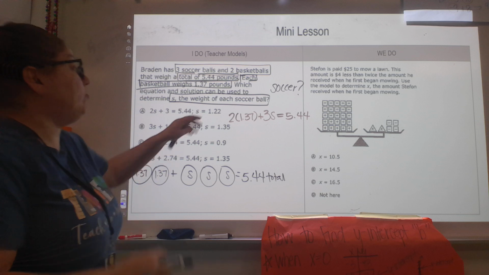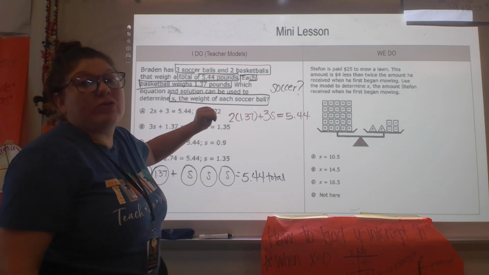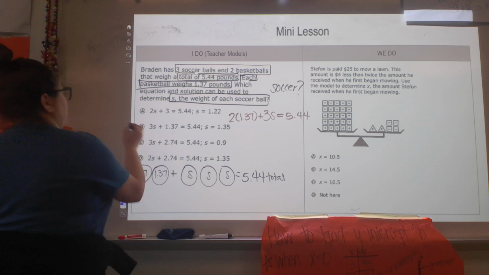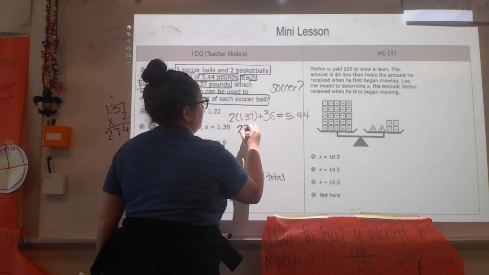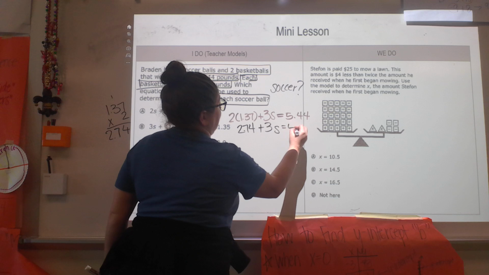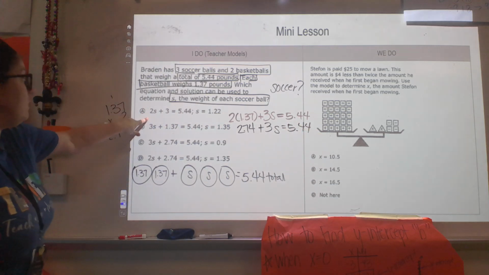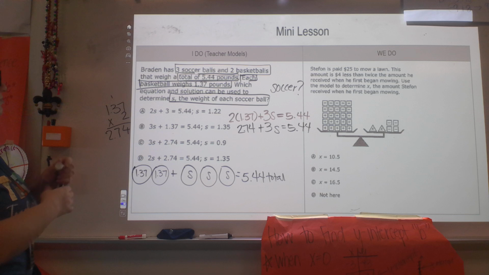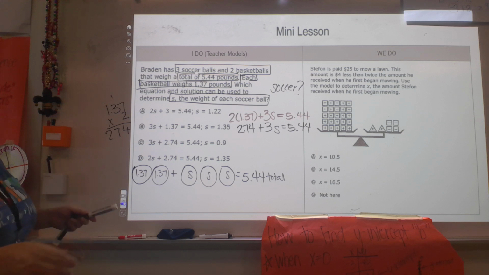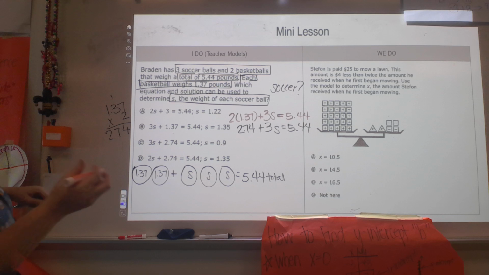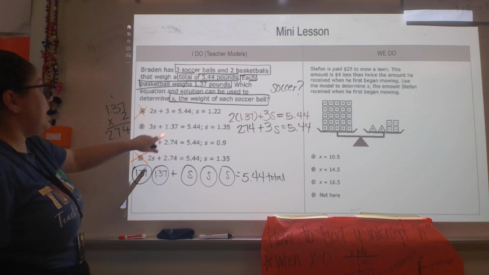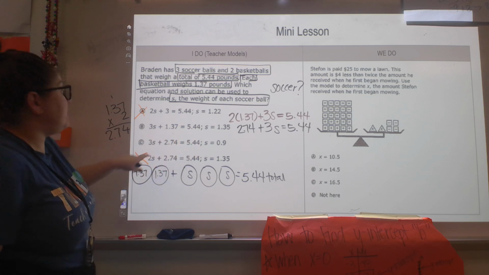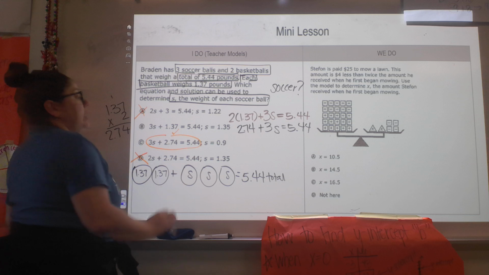So I know I need to multiply, or I can do 1.37 plus 1.37, or 1.37 times 2, which gives me 2.74, plus 3S equals 5.44. If I look at my answer choices so far, I know that I can go ahead and eliminate D and A because those just talk about 2 soccer balls, okay? But we know that this is the correct equation, but let's go ahead and solve.